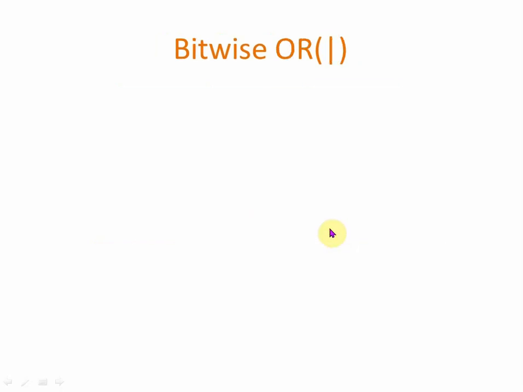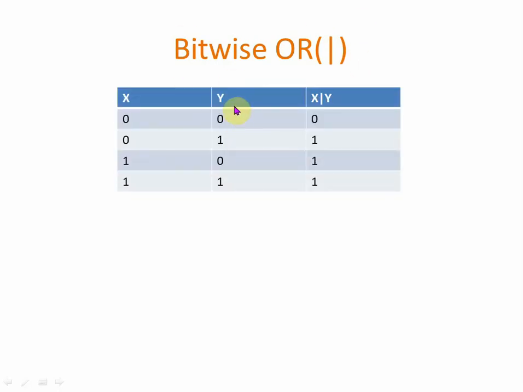Now let's see bitwise OR. Bitwise OR has a different table. So just note down these tables because this will help you. For 0 and 0, for OR you can consider it as plus. What will happen if I just add 0 and 0? It will become 0. If I add 0 and 1, it will become 1.